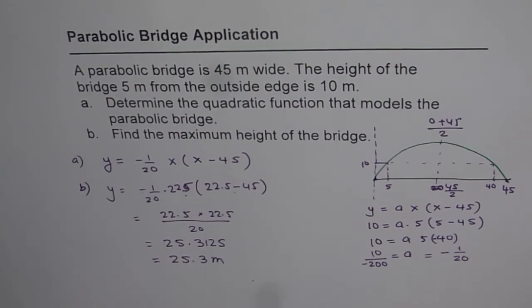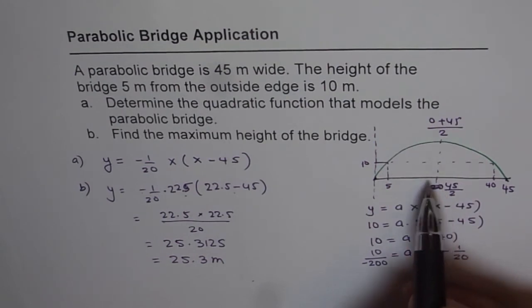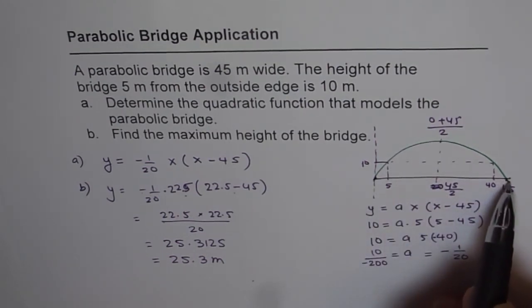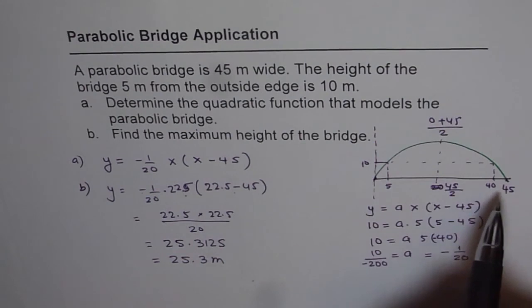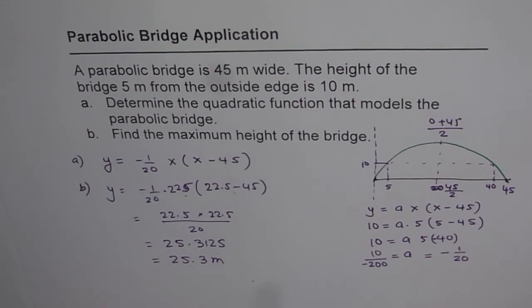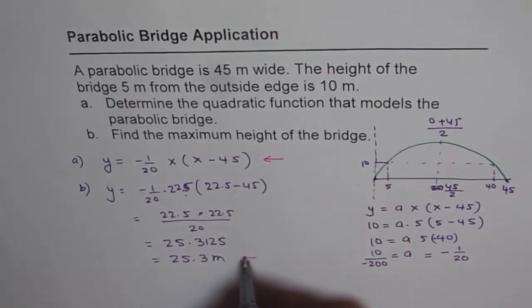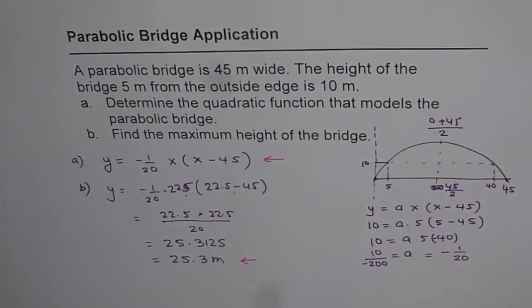Now, as an exercise, what you should do is plot your y-axis right in the center. Then these will be 22.5 apart, right? Minus 22.5 and plus 22.5, and find the equation of the parabola, right? As an exercise. So for this one, we do get our answer: the equation of the bridge is here, that is part A, and second, the maximum height is 25.3 meters.